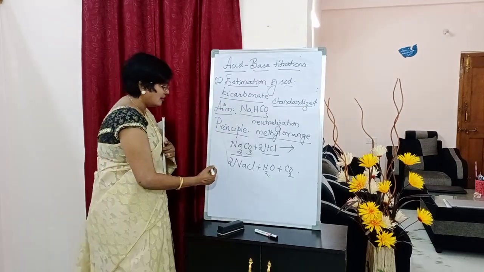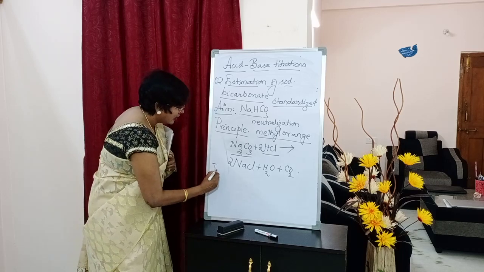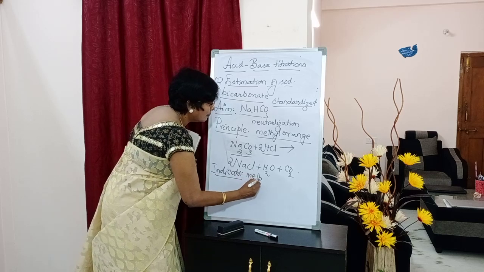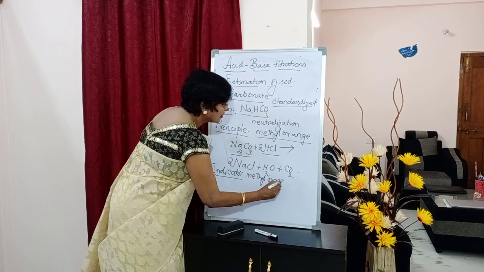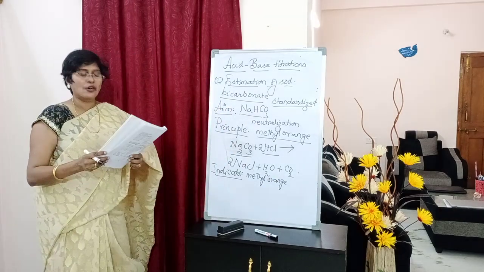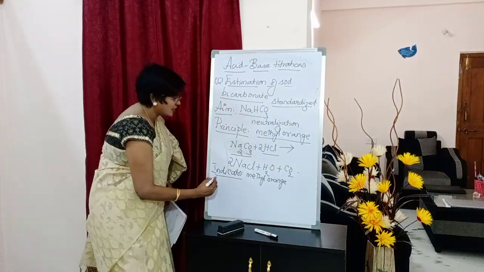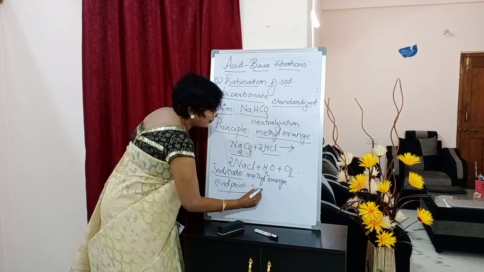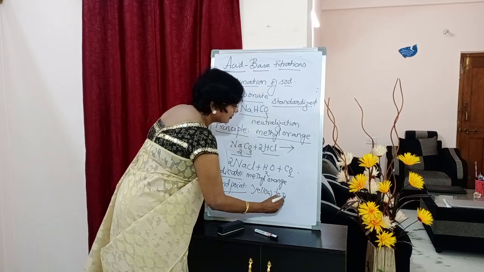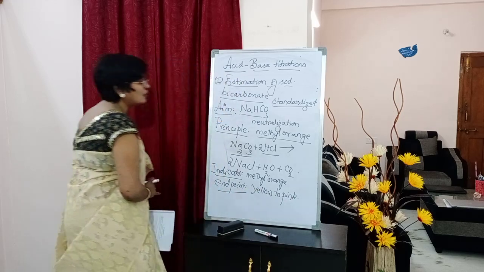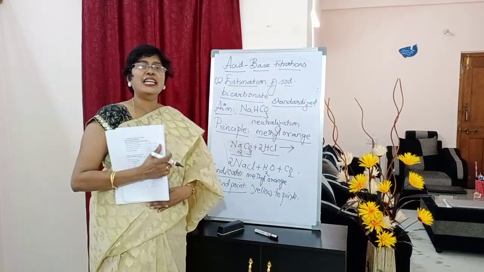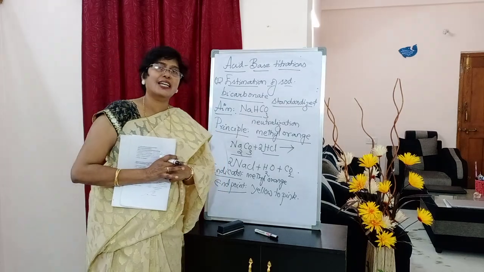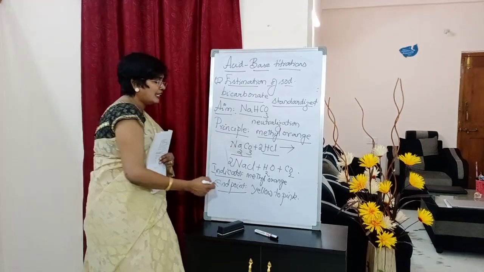Okay. So below write down here, left corner, indicator: methyl orange, and end point: yellow to pink. End point yellow to pink. So we should stop the titration when the solution turns into pink color. Okay, so that's what we say in the beginning.